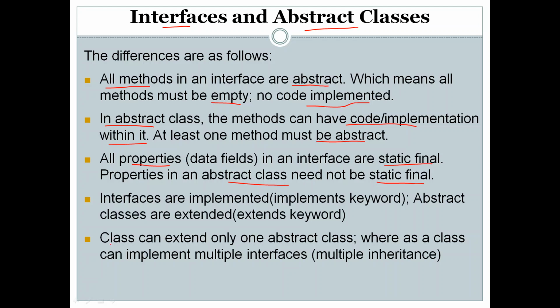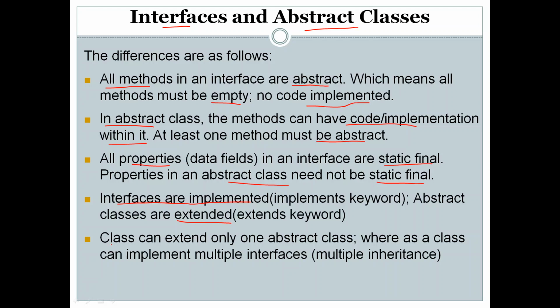Next, interfaces are implemented, meaning when we inherit an interface, the keyword used is implements. That is why it is said that interfaces are implemented. Abstract classes are extended. That means one class can inherit from an abstract class by using the keyword extends, but a class can inherit from an interface by using the keyword implements. So that is again a difference.